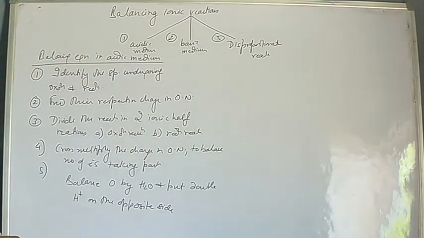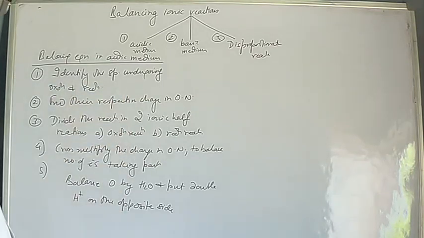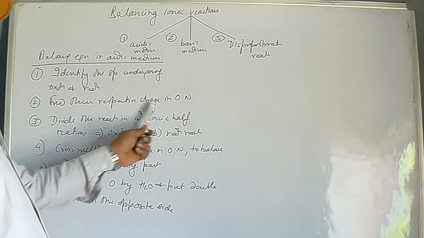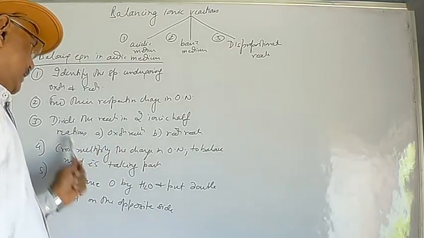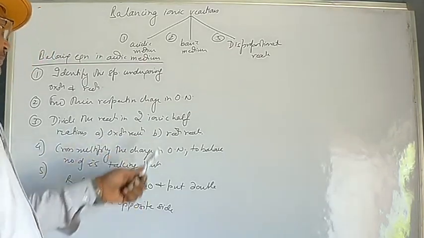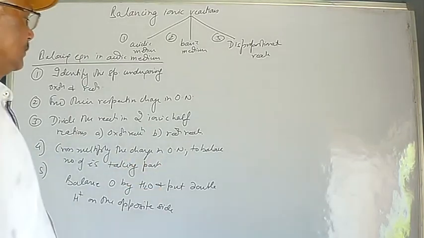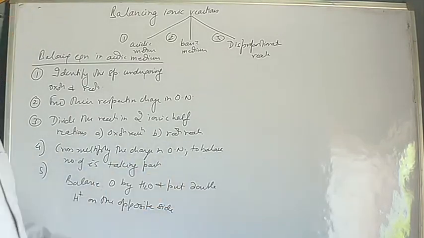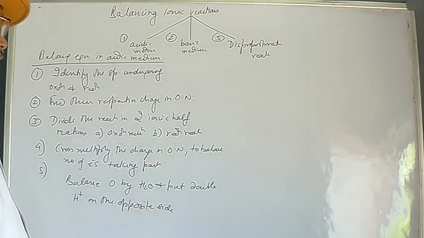So these are the steps, and you must note down in your register because you will forget it. Once you have noted down, you will remember it. I repeat again. Identify the species undergoing oxidation and reduction. Find their respective change in oxidation number. Divide the reaction in two ionic half reactions. First one, oxidation reaction. Second one, reduction reaction. Cross multiply the change in oxidation number. Why? To balance number of electrons taking part. And the last step, balance O by H2O and put double H positive on the opposite side.